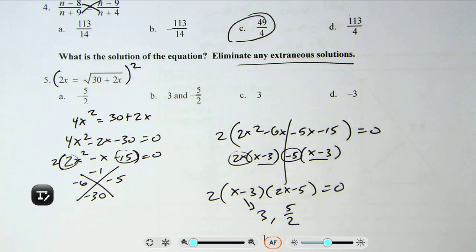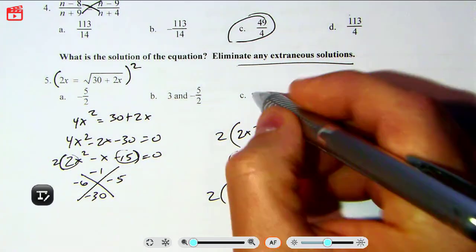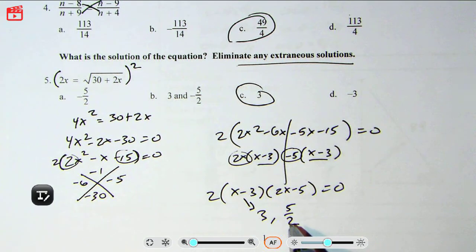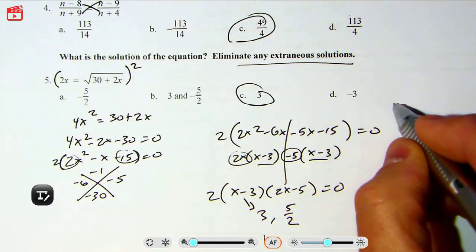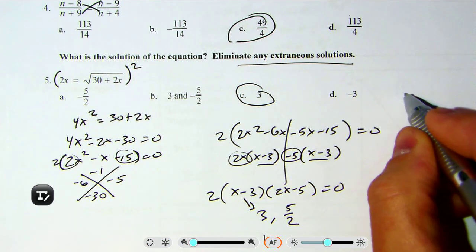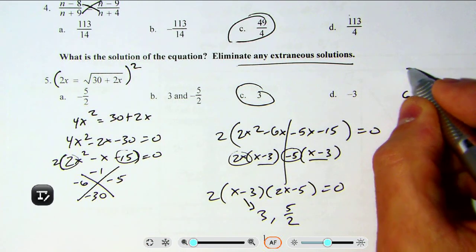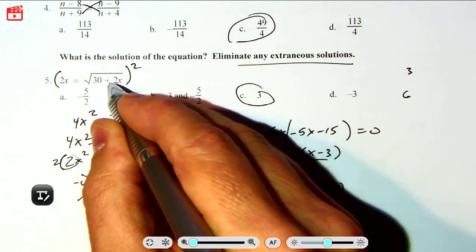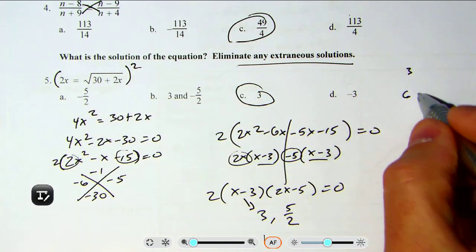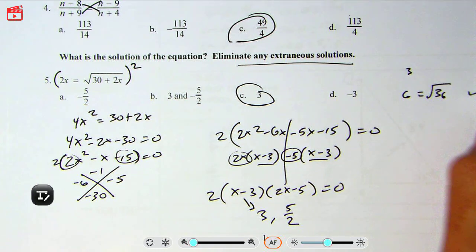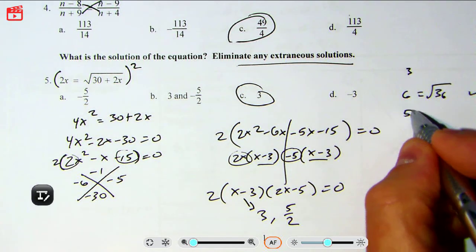The answer to this equation, this is C. How do we know that 5/2 doesn't work? That's a good question. We have to plug them both back in. So 2 times 3 is 6. Let's check the 3. We're checking the 3 first. 2 times 3 is 6, and let's put a 3 right here. What's 30 plus 6? Is that the square root of 36? Yep, that works. Let's check 5/2.